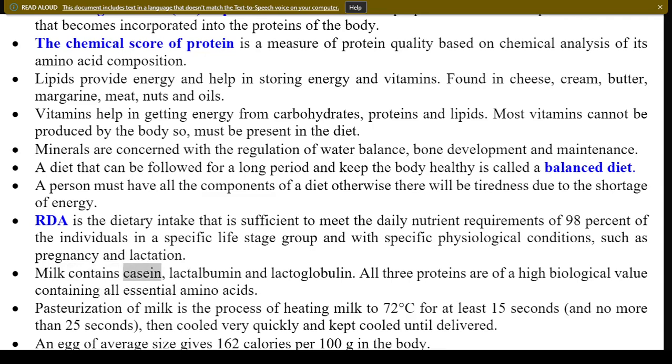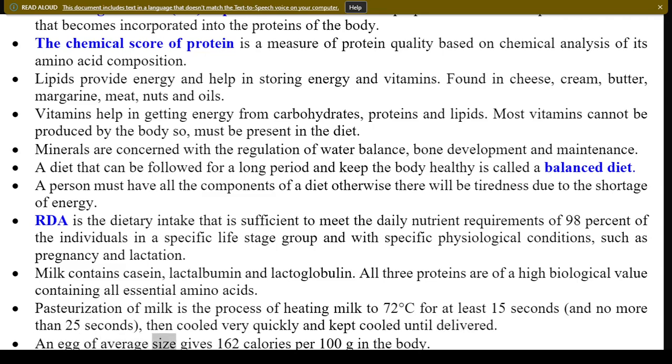Milk contains casein, lactalbumin, and lactoglobulin. All three proteins are of a high biological value, containing all essential amino acids. Pasteurization of milk is the process of heating milk to 72 degrees Celsius for at least 15 seconds, and no more than 25 seconds, then cooled very quickly and kept cooled until delivered.